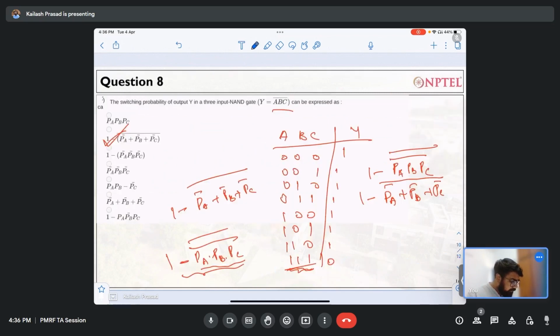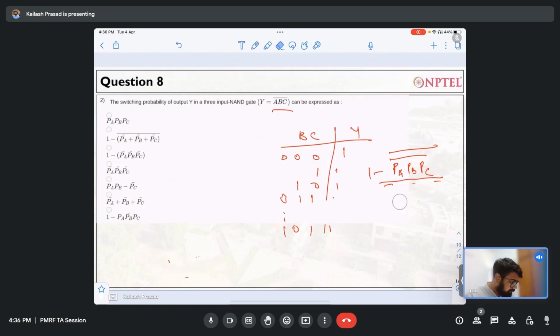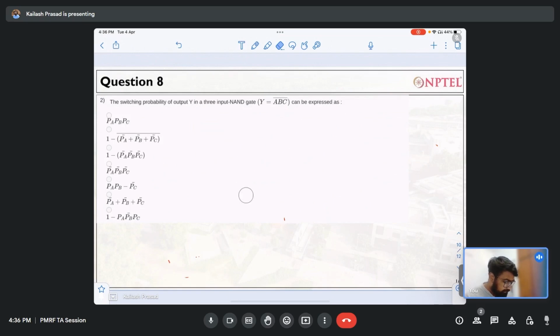Now moving to the second part, question number 8. This question has also been discussed in the previous classes. I will just repeat it for completion's sake. The question given here is: the switching probability of output y in a 3-input NAND gate can be expressed as what? You just have to calculate the switching activity, which we call alpha. How do we calculate the switching activity? What you have to do is make the truth table.